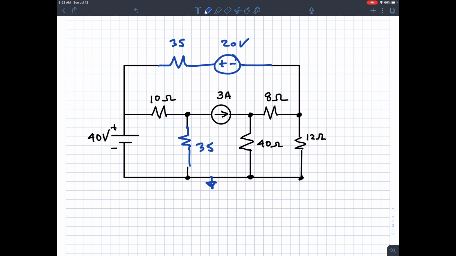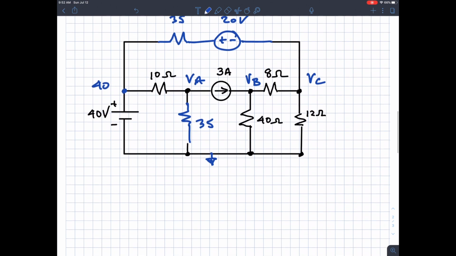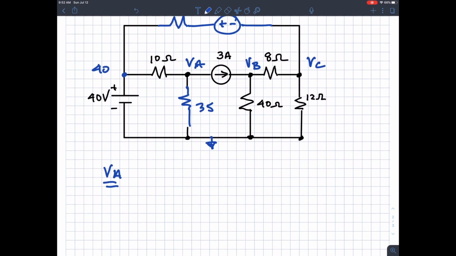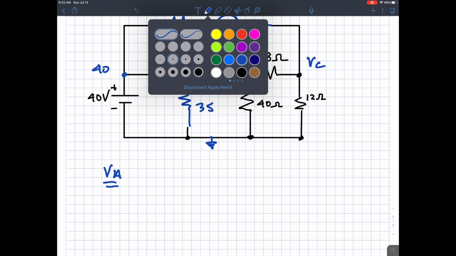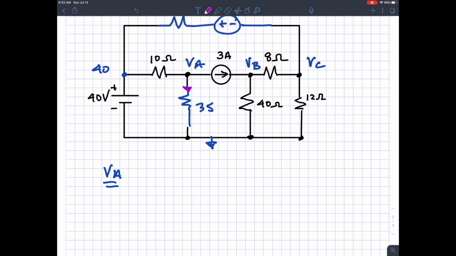I'm going to use this as the reference. I know this is 40 volts. I know this is VA. I know this is VB. And this is VC. So at this point, what I want to do is write node voltage equations for each unknown node. So VA, I can mark this. Let me change the color so I can do each node a different color. Let's do this in purple. I mark these currents coming out. I'm going to call this IA1, IA2, and IA3.